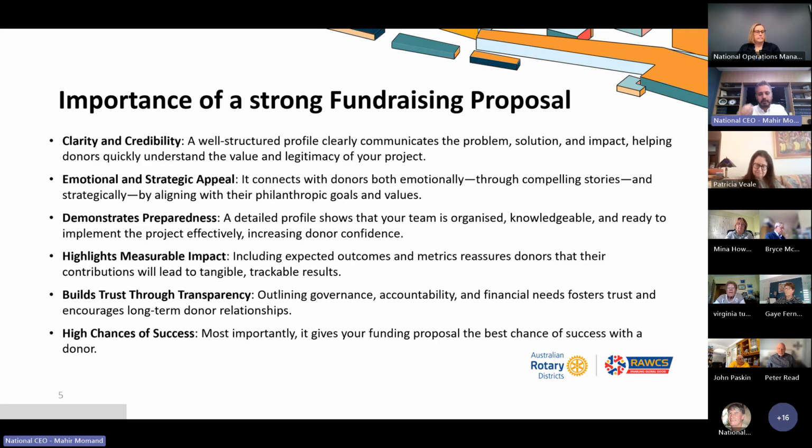So therefore, being very clear with your emotional storytelling and also demonstrating preparedness and highlighting measurable impact builds trust, but also gives you a much higher chance of success.